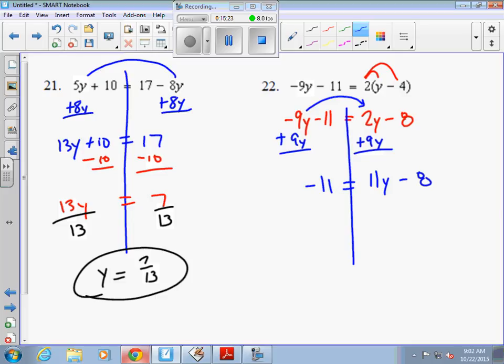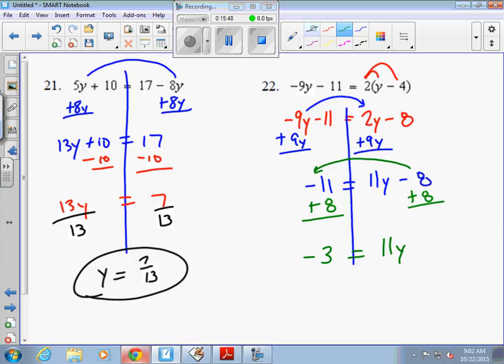You brought your y's to the right side. Bring your constant terms, in this case negative 8, to the left side. Undo negative 8 by adding it. If you add it to the right, add it to the left. Negative 11 plus 8, opposite signs. Subtract them. 11 minus 8 is 3. And 11 is the higher absolute value. It's negative, so it's negative 3 is equal to 11y.